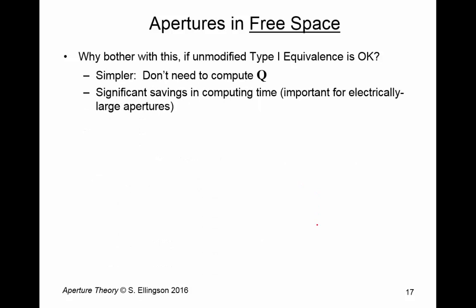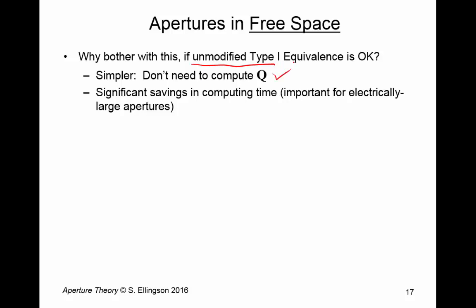Okay, so why bother with this thing I did on the previous slide if unmodified full-blown type 1 equivalence is okay? Fair question. In other words, why make an approximation if you don't have to? Well, here it's simpler, so you don't have to compute Q.